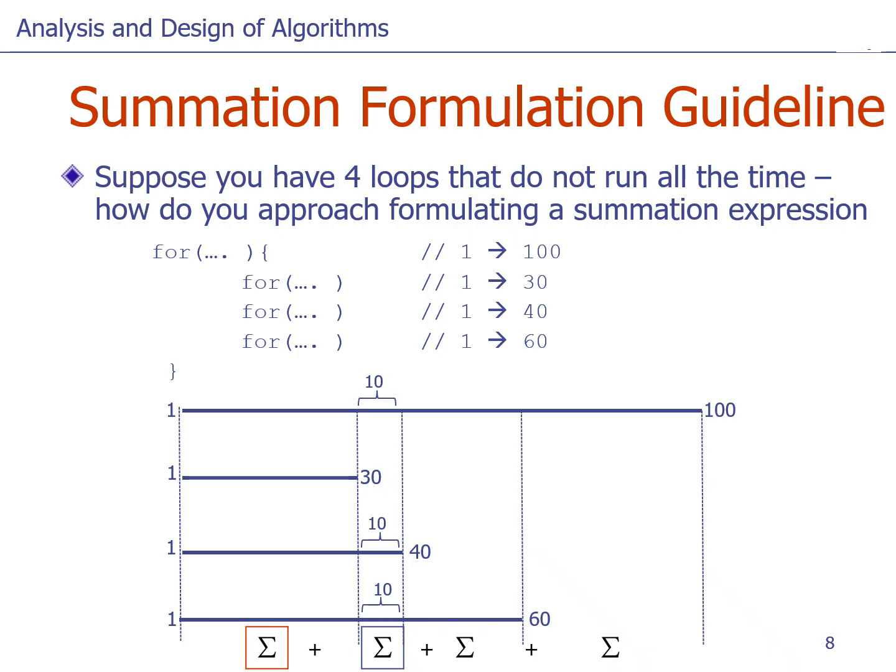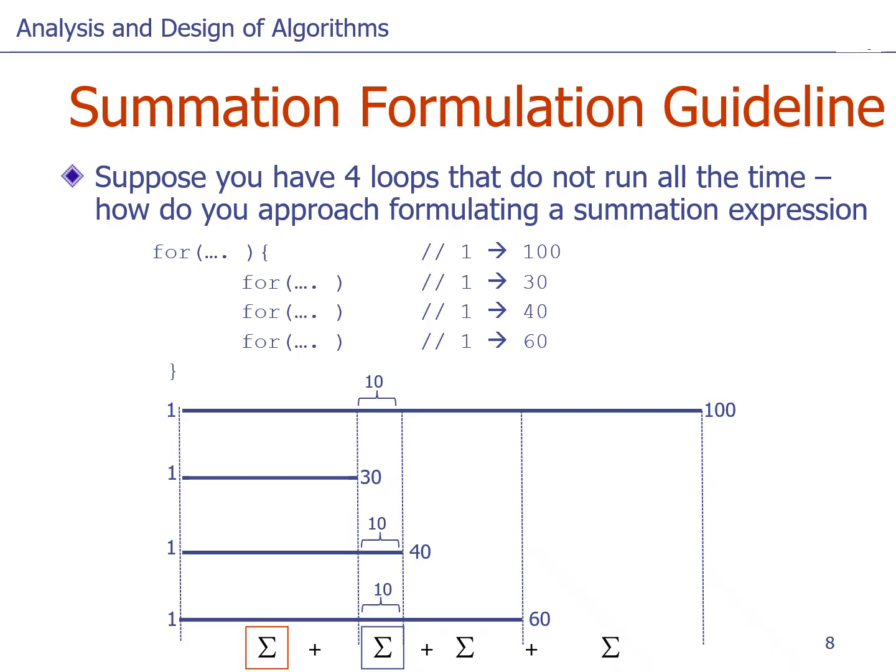So I will write a summation that appears here in red for this portion where all the for loops are running. And then I will write a summation, which appears here in blue, for the first and third and fourth line.